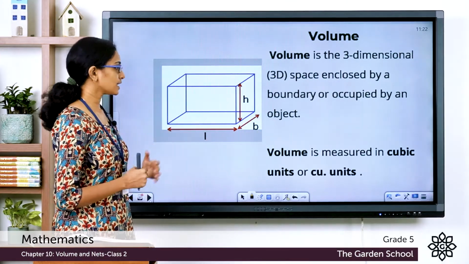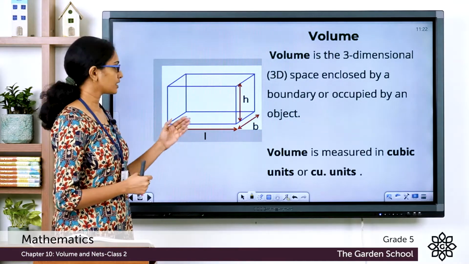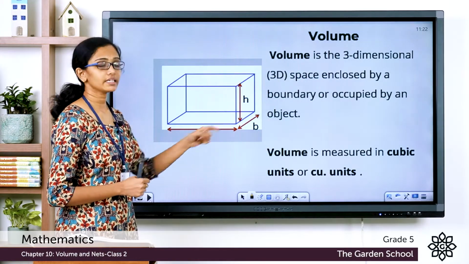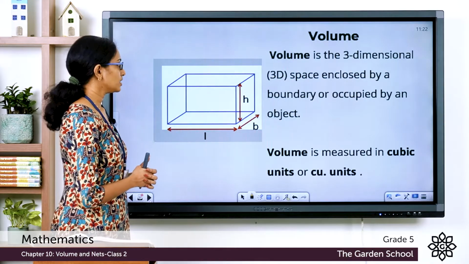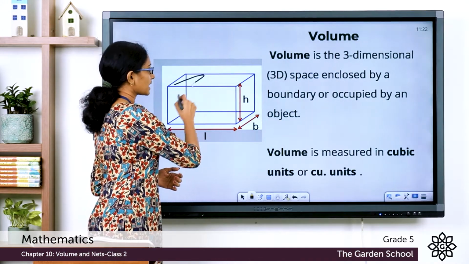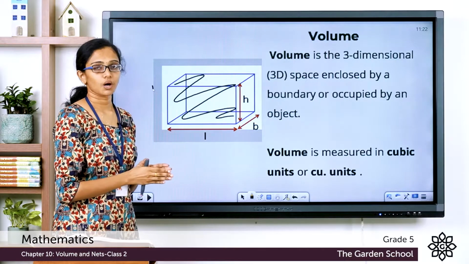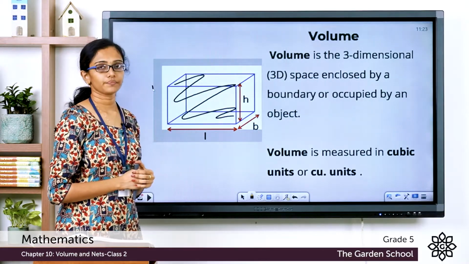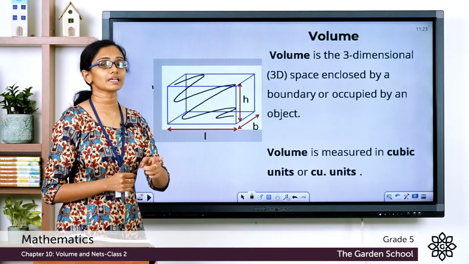You see this figure here, remember this figure from the last class. This is a cuboid and it has got a length L, a breadth B and a height H, 3 dimensions, and hence this is a 3D object. There is a space contained within the boundary of this object. So the space is the volume of this cuboid, and clearly understand there is a difference between volume and capacity.